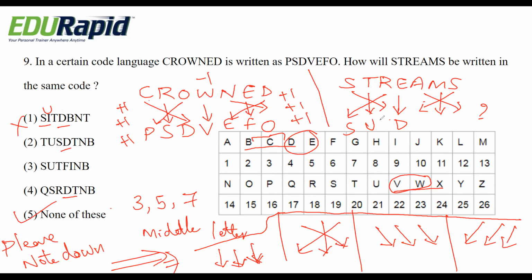So the right pattern for this is after S it is T, and here also after S it is T, after M it is N, and after A it is B. So this is the right pattern which is not given in the option. So none of this is the right answer.